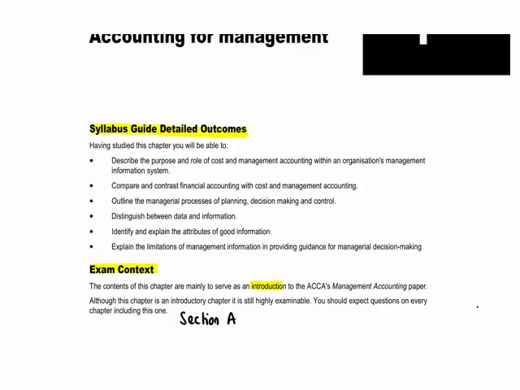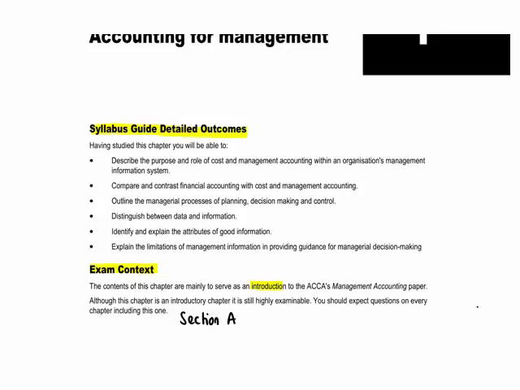What follows next then in each set of course notes is an overview diagram, which basically takes those syllabus guide detailed outcomes and puts them into an overview diagram, which gives you a signpost, if you like, of the chapter. I'm not going to go through the overview of each chapter in as much detail as I have this one. I just wanted you to be aware of what the information at the front of each chapter meant.